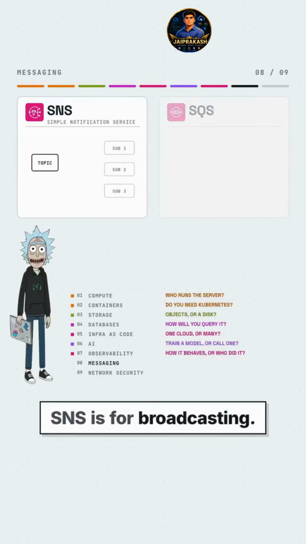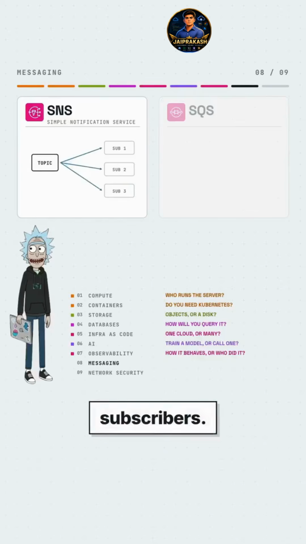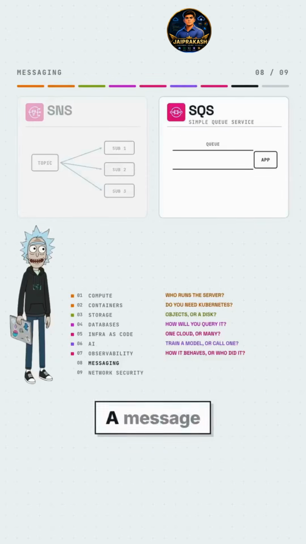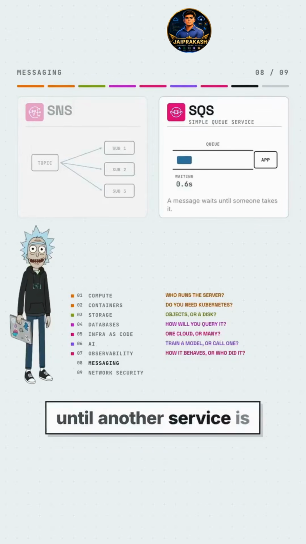Next, SNS and SQS. SNS is for broadcasting. One message can be pushed to multiple subscribers. SQS is for queuing. A message waits in a queue until another service is ready to process it.